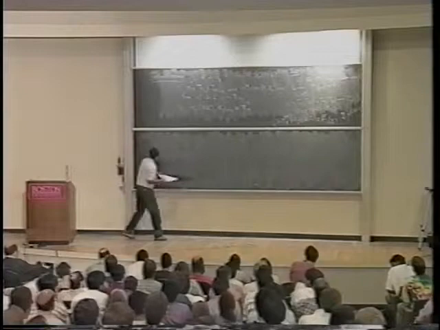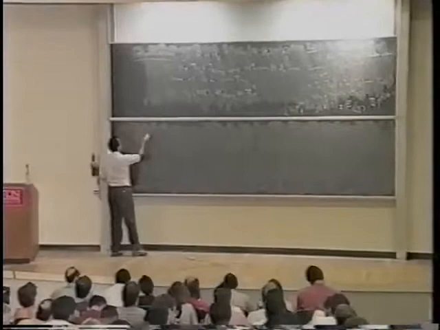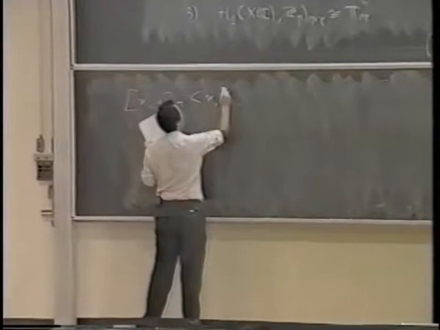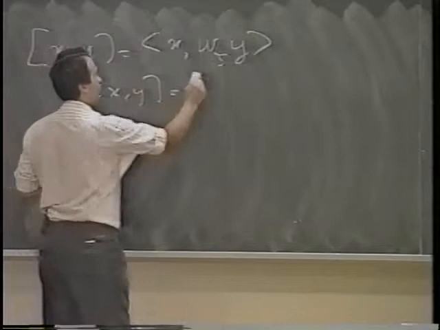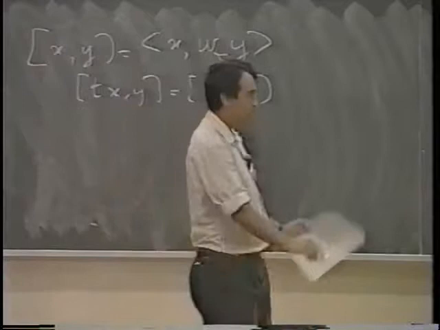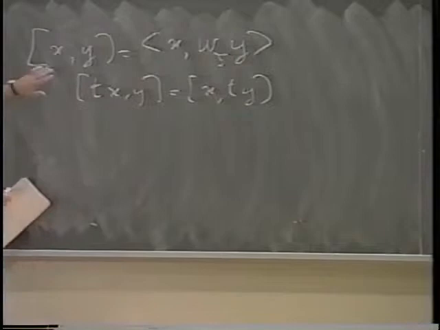So now we define the pairing. This is a bracket, [x, y], to be (x, W_zeta y). So it's still perfect. It's Hecke bilinear. It satisfies [Tx, y] equal [x, Ty]. It's no longer Galois equivariant, but almost Galois equivariant. And so at least it is Hecke bilinear.